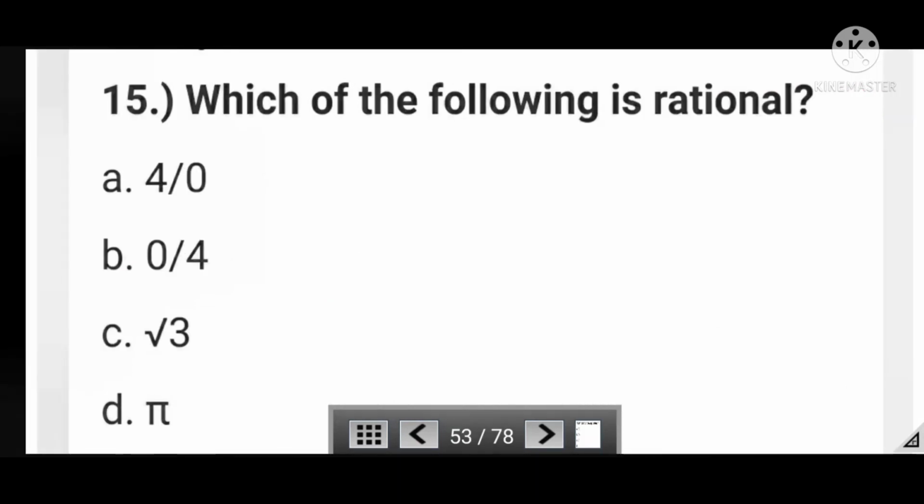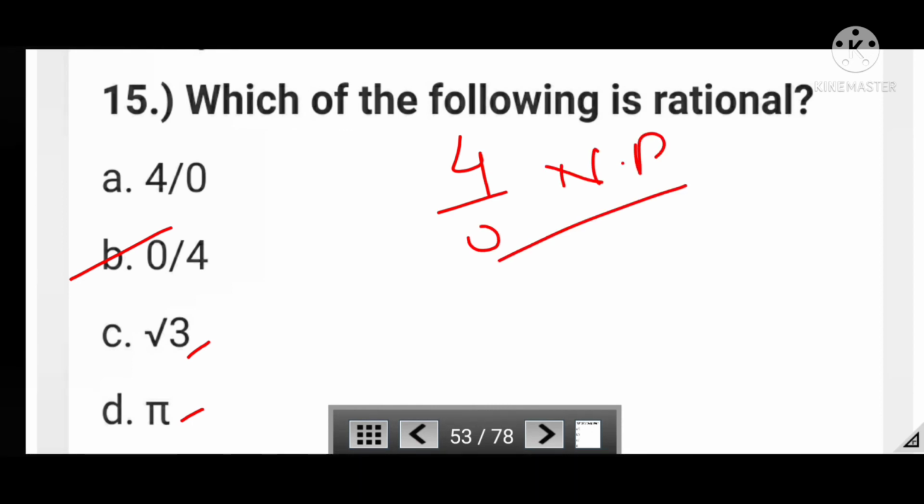Next question. Which of the following is rational? And the correct answer is B option, because this is irrational and this is also irrational, and 4 by 0 is not defined. So the answer is B option.